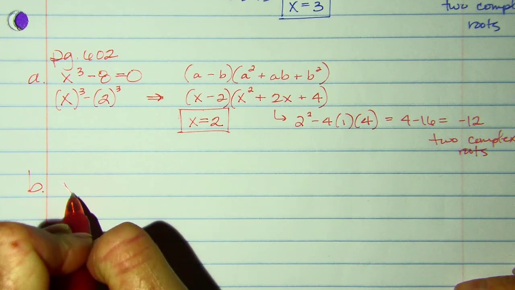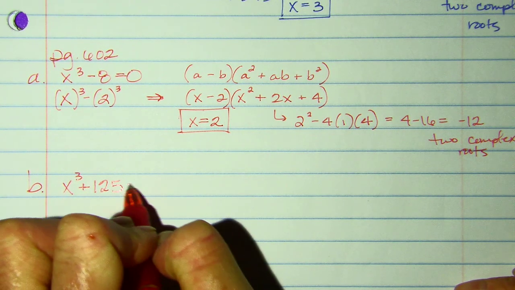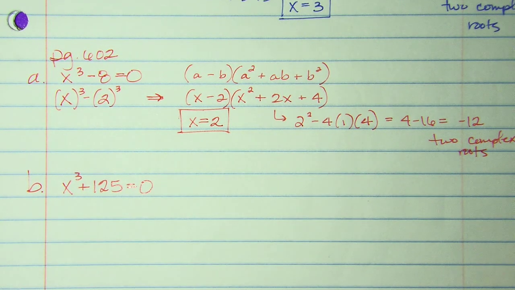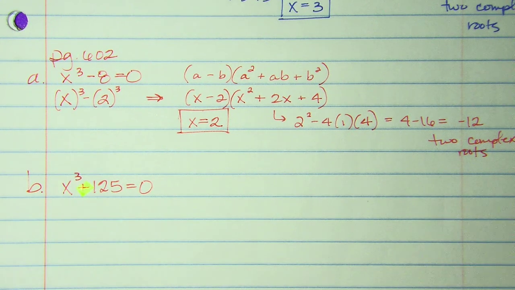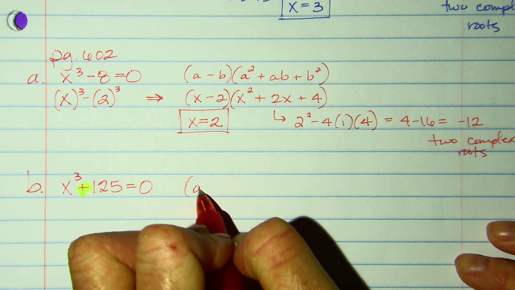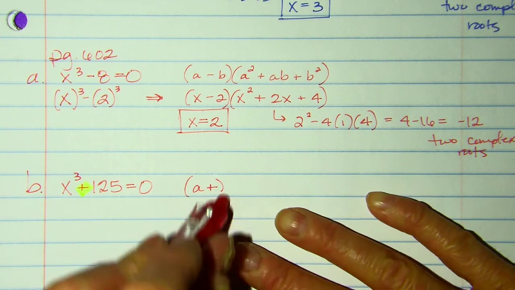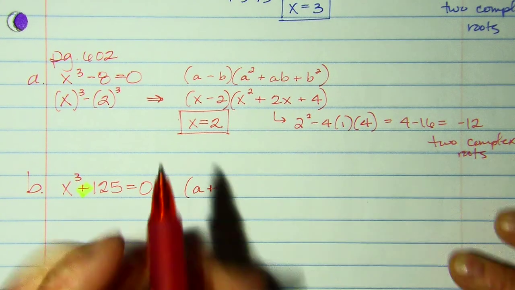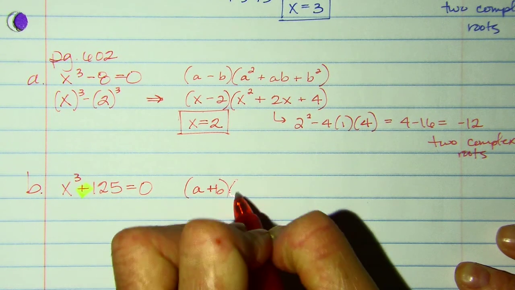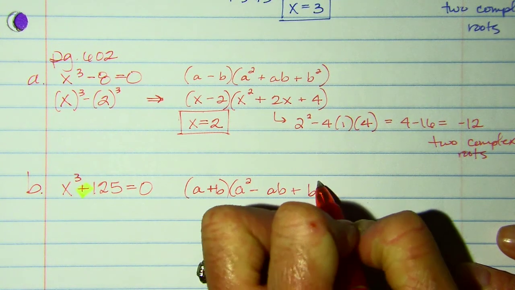Find the roots of x cubed plus 125 equals 0. All right, now this, because of this plus sign, is a sum of two cubes. And the only difference is our signs. The first is the same. The next one is opposite, so a squared minus ab, and the last one is always positive.